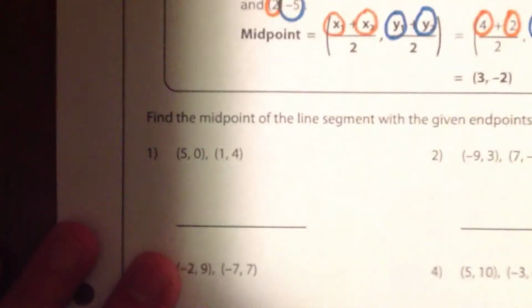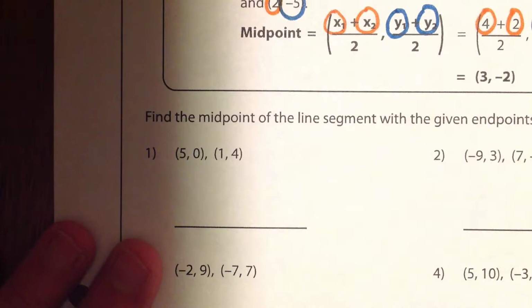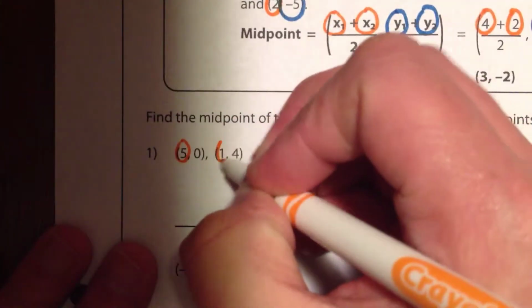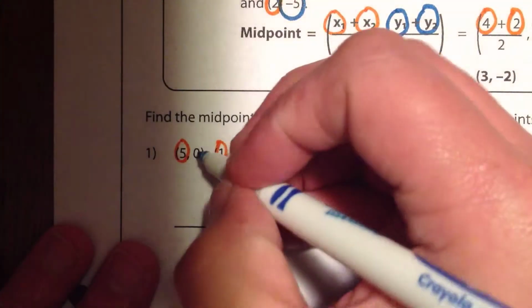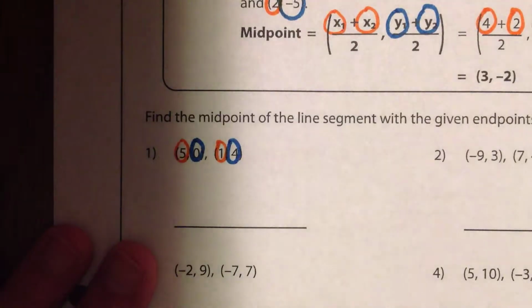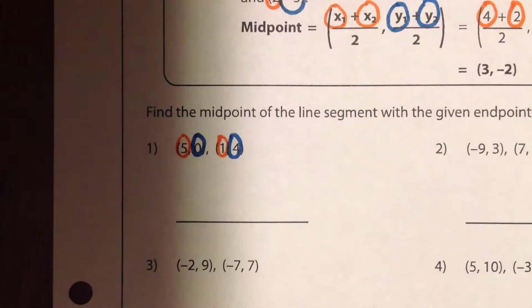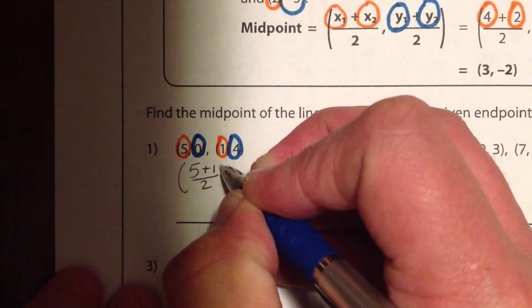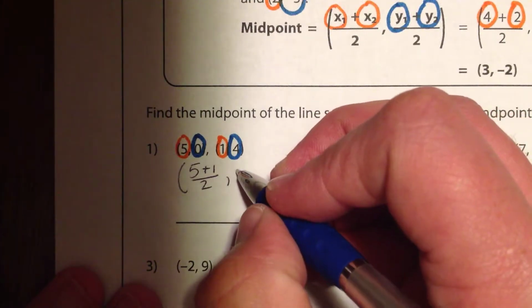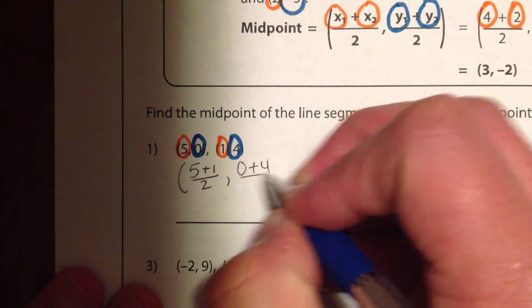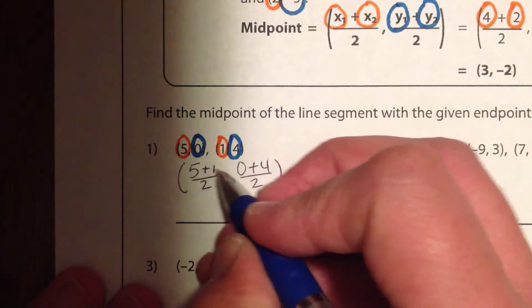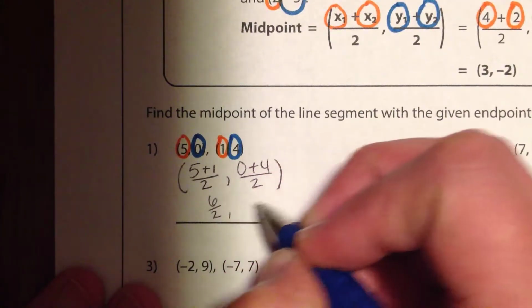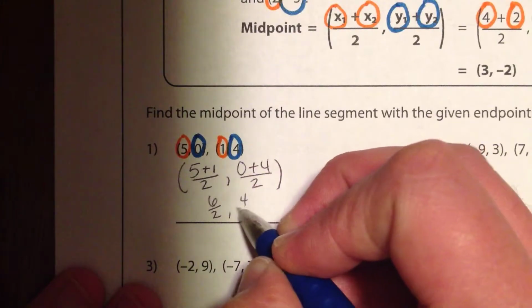Let's try some more. So again, we have to find our midpoint, which is halfway between our two x's and our y's. So our x's are 5 and 1, and our y's are 0 and 4. So to find the midpoint, we add together our x's, 5 plus 1 divided by 2, and our other point is 0 plus 4. We add our y's and divide by 2. So 5 plus 1 is 6 divided by 2, and 0 plus 4 is 4 divided by 2.